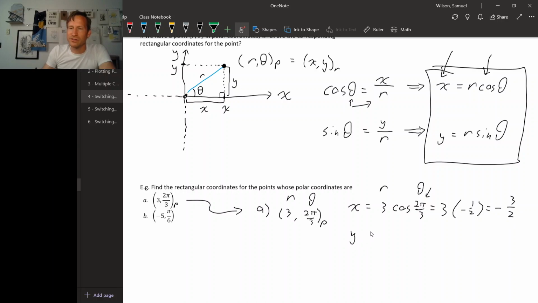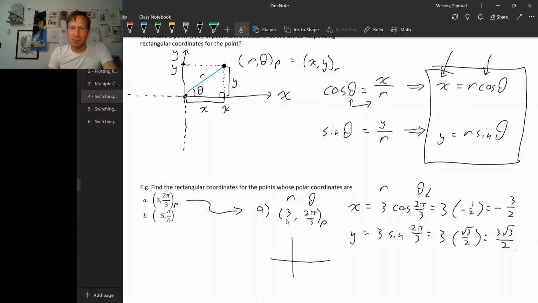And the y-coordinate for this point is 3 times sine of 2 pi over 3. And sine of 2 pi over 3 is square root of 3 over 2. And so the y-coordinate of this point is 3 root 3 over 2. Okay. Just to make sure that this makes sense, let's actually plot this point in polar coordinates and see if these look about right.